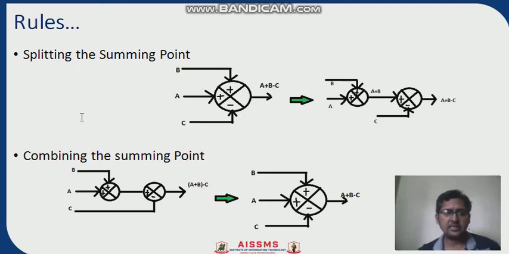Similarly, combining summing points. If there are two summing points at the input section, one can change them to a single summing point, and in both cases the result is the same. Whatever is on the left-hand side is similar to the right-hand side. As per the rule, we implement this in the block reduction technique.